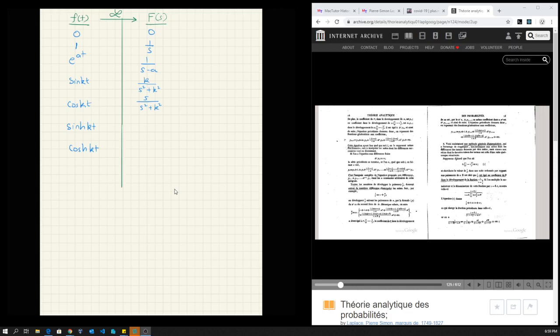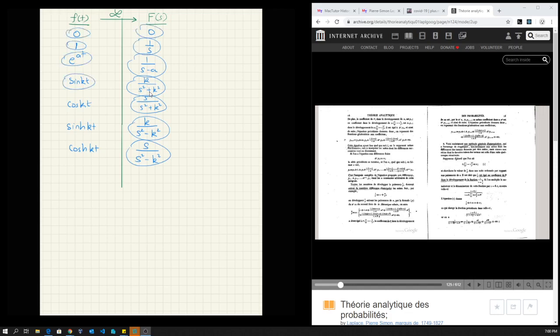All right, so what are the corresponding transforms? Now, the good news is that if you remember the sine and the cosine, it's easy to remember the hyperbolic ones. For the hyperbolic ones, you just make the positive in the denominator negative. So for the sine, it'll be k over s squared minus k squared. And for the cosine, it will be s over s squared minus k squared. So these are the Laplace transforms of all of these functions.